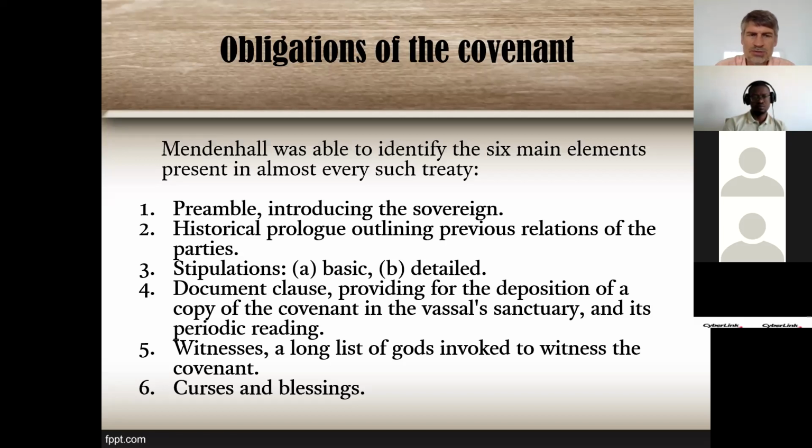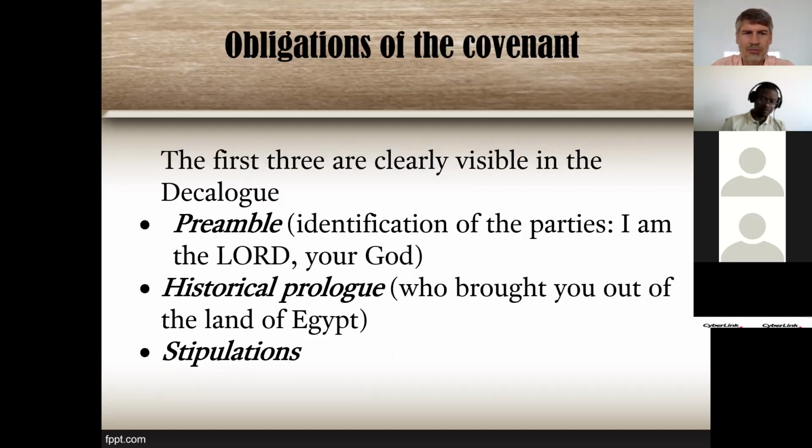So can you introduce what is the preamble in the Ten Commandments? I am the Lord your God. Yes, I am the Lord your God. What is the historical prologue? Brought you out of the land of Egypt. Yes, who brought you out of the land of Egypt. And after that, we have the stipulations of the covenant. So we can speak about the Decalogue as the document of a covenant.